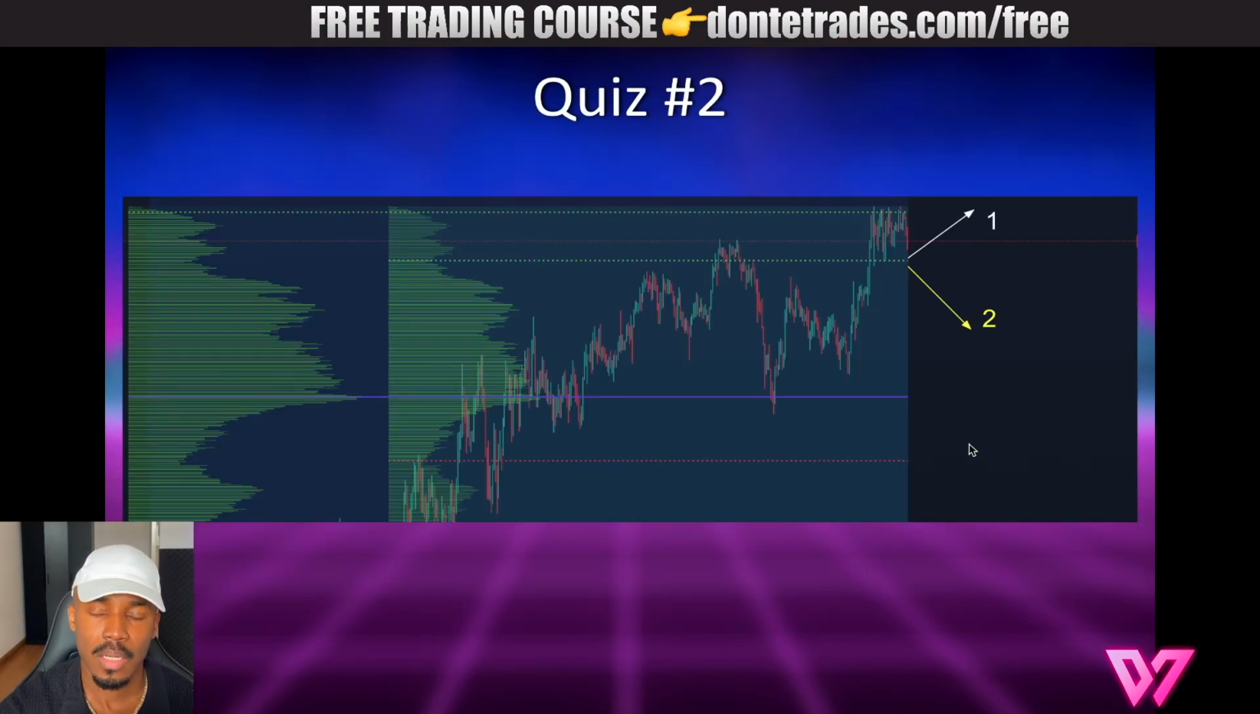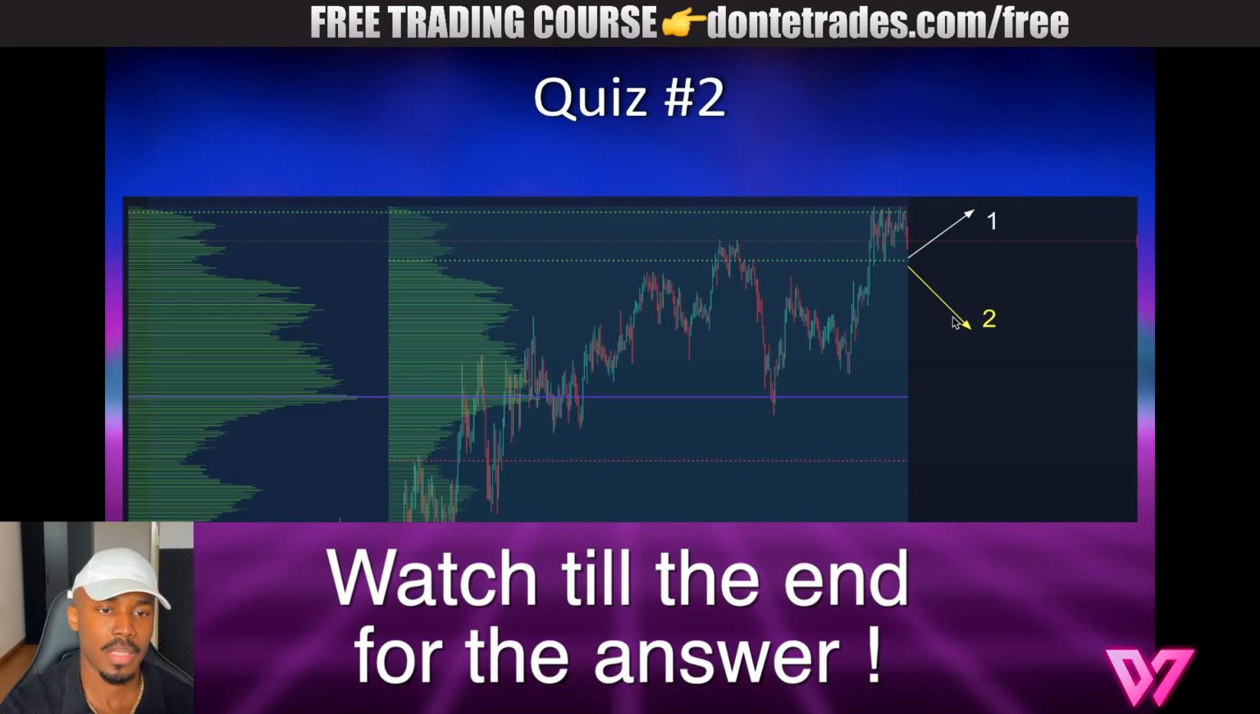Now, this is another quiz. This is a little bit more tricky. Looking at just this volume profile here, where would you say the price is going to head? Number one or number two, just based off your abilities right now. So type that in the comments.